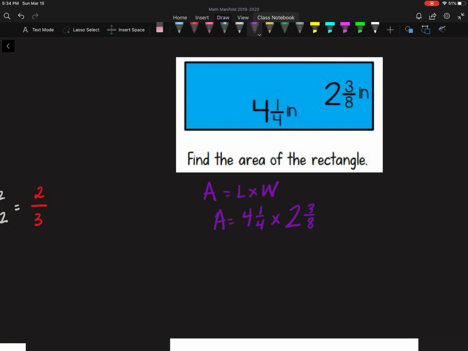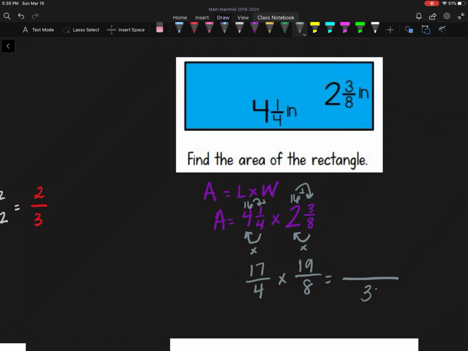But before I can actually go through and multiply, I have to turn my mixed numbers into an improper fraction. So we're going to do denominator times the whole number, and then take that product and add it to the numerator to get a new fraction, or an improper fraction, of 17/4. And then I'm going to do the same. 8 times 2 is also 16, and then I'm going to add that to my numerator to get 19/8. So now I need to go through and multiply my numerators and my denominators.